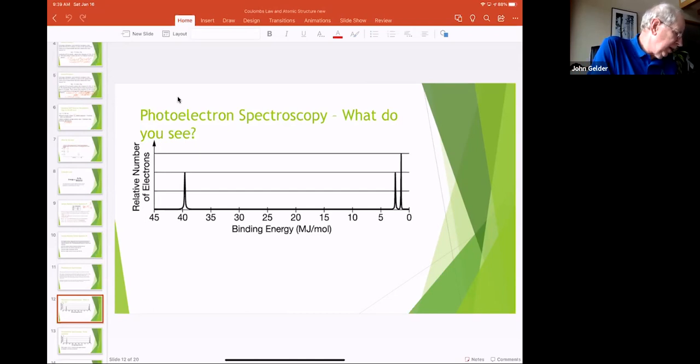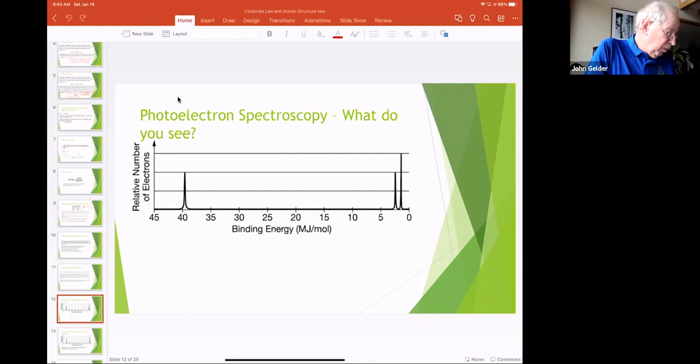And I think you can see on the y-axis, we have relative number of electrons, but interestingly, they don't tell us what each line represents. So our ability to understand what's going on in a PES spectrum like this enables us to get a clear sense of what the numbers should be on the y-axis that we're not being given.